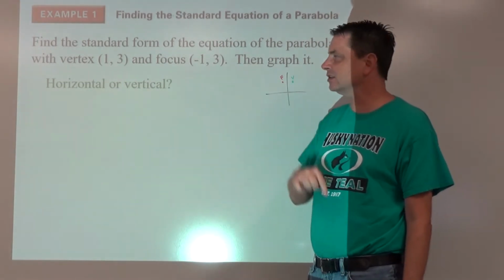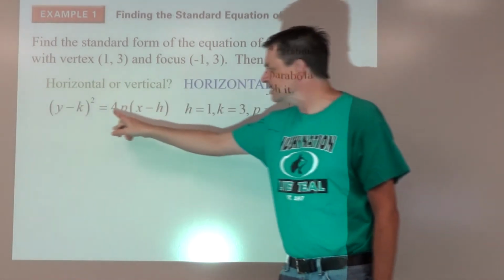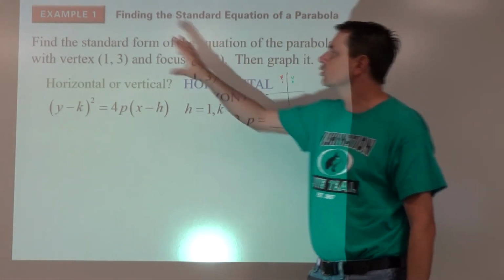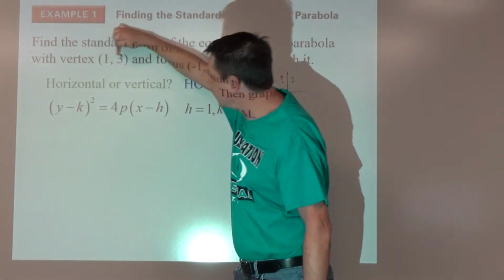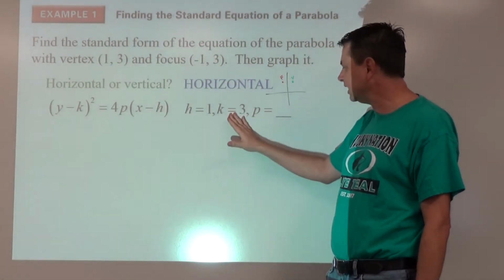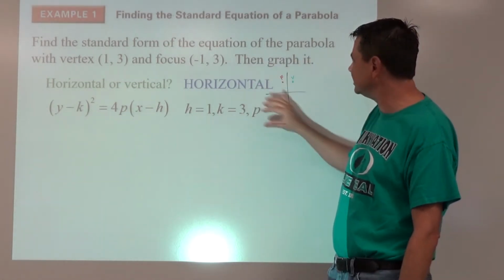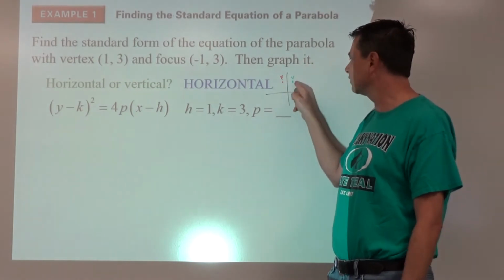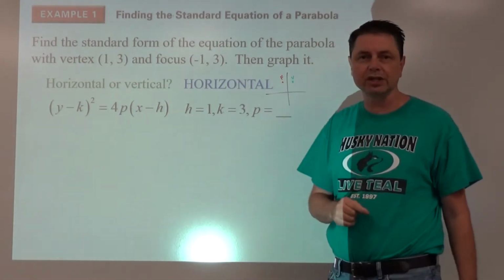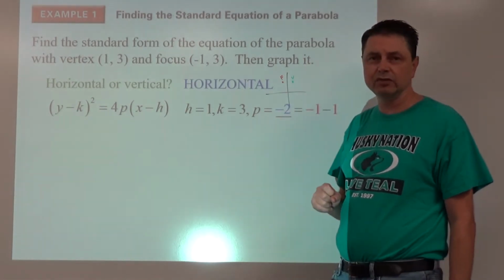(y minus k) squared is equal to 4 times p times (x minus h). We were told the vertex, so we got the h and the k. h is 1, k is 3. P, it's easiest to get it here. We can get it algebraically, but it's easiest to get from here. Go from the vertex to the focus. How far, what direction? 2 units, we went left, it's -2.